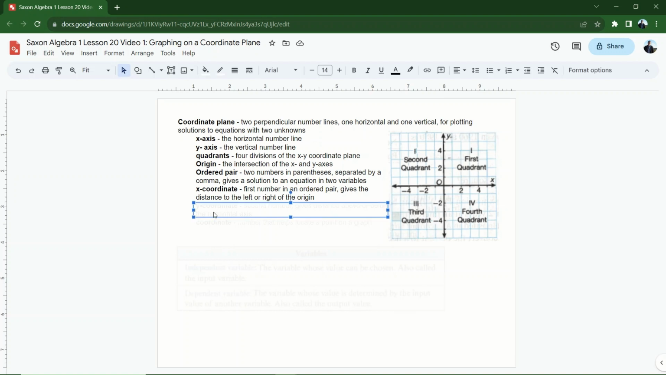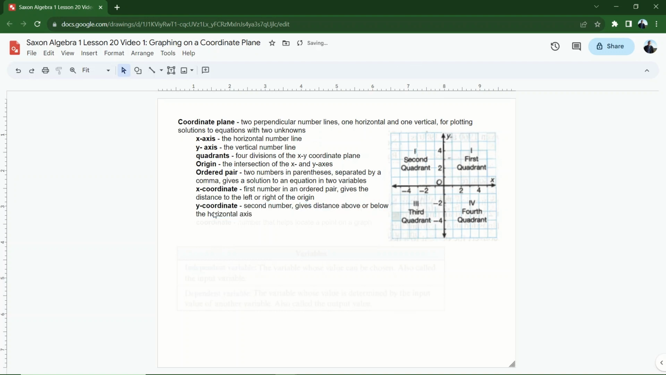The y-coordinate works the same way, except it's the distance above or below the origin or the horizontal axis. So it's the second number in a coordinate pair. We always give x comma y in a coordinate pair. We're going to see what that means in the next video. It gives the distance above or below the horizontal axis.